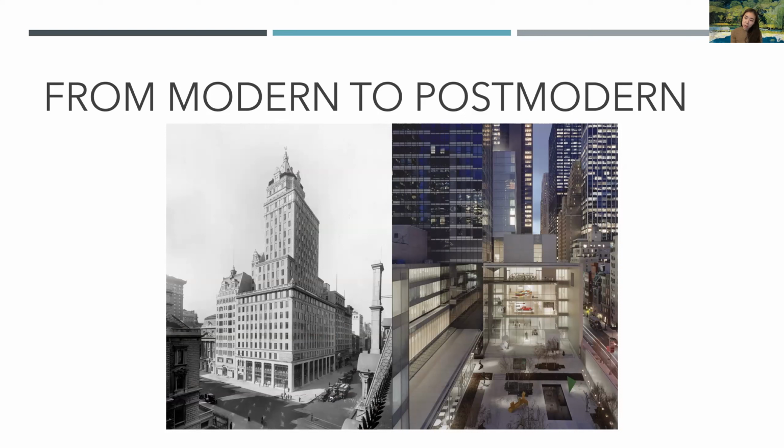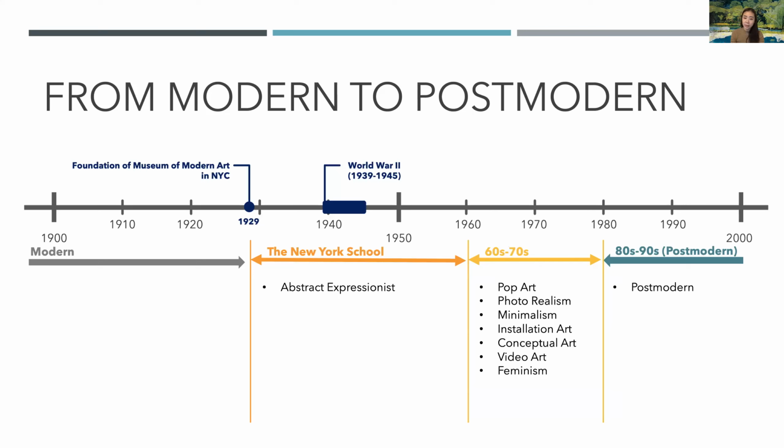We learned modern art last week, right? And the modern art started from the foundation of Louvre Museum in Paris. So the modern art flourished in Europe. And now the art trend had shifted to the United States after the foundation of the Museum of Modern Art in New York City in 1929. So this is the timeline.